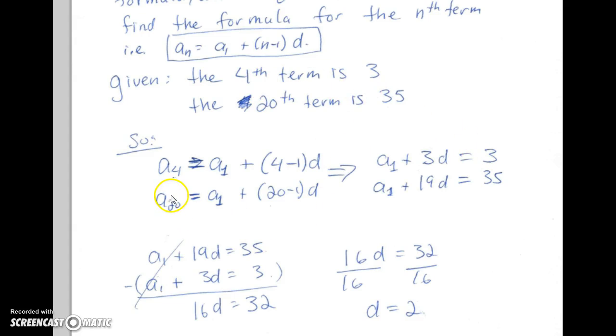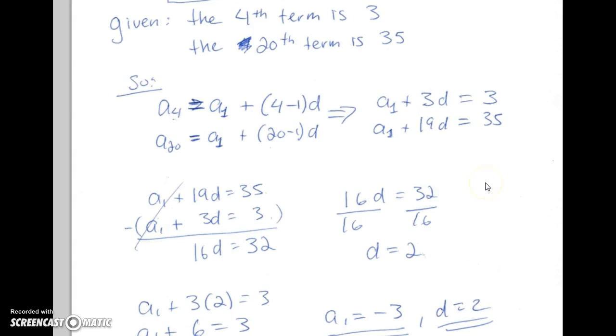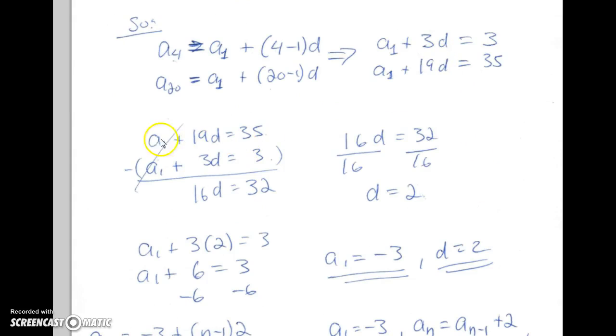Then I take the a sub 20, the 20th term, which we know the value of. We would get that from the first term plus n minus 1, 20 minus 1, times d. And that's a sub 1 plus 19d equals 35. So now we can use elimination on our system of equations. And notice what I did here. I put the bigger numbers on top just so I don't have negative numbers, okay?